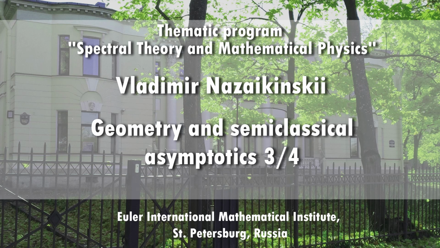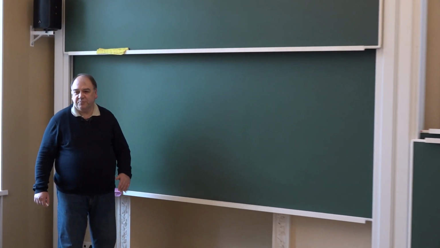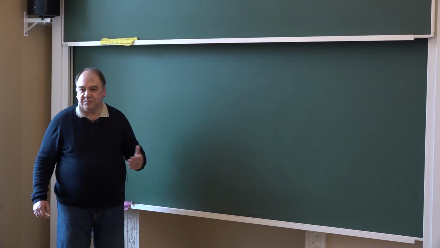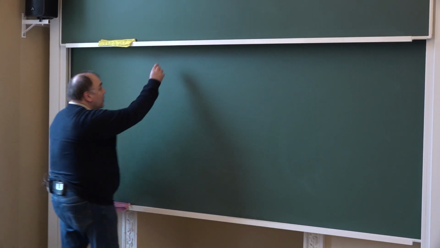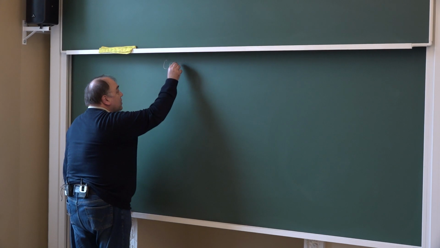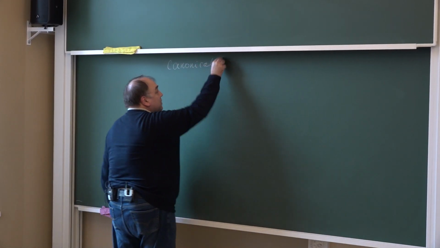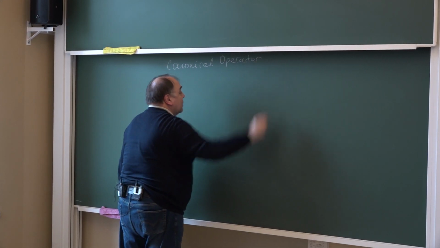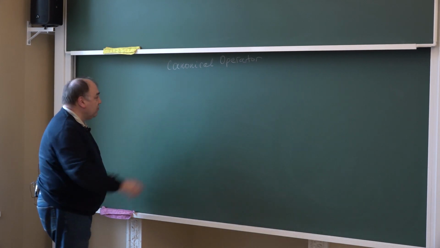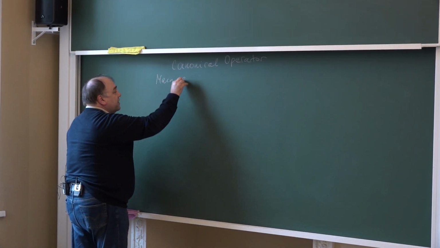I will begin by summarizing, perhaps from a different perspective, what was explained in the previous lecture. So this was about the canonical operator. The main geometric object is a Lagrangian manifold.